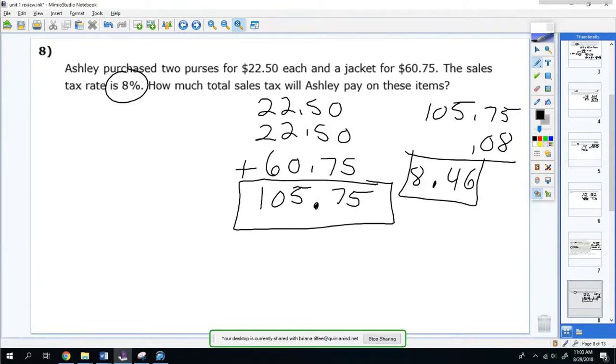So that's your tax. That's actually the answer, because it says how much sales tax will she have to pay? Well, she'll have to pay 8.46. And that's the answer. But if I asked you the total purchase price, your third and final step would have to add those together.